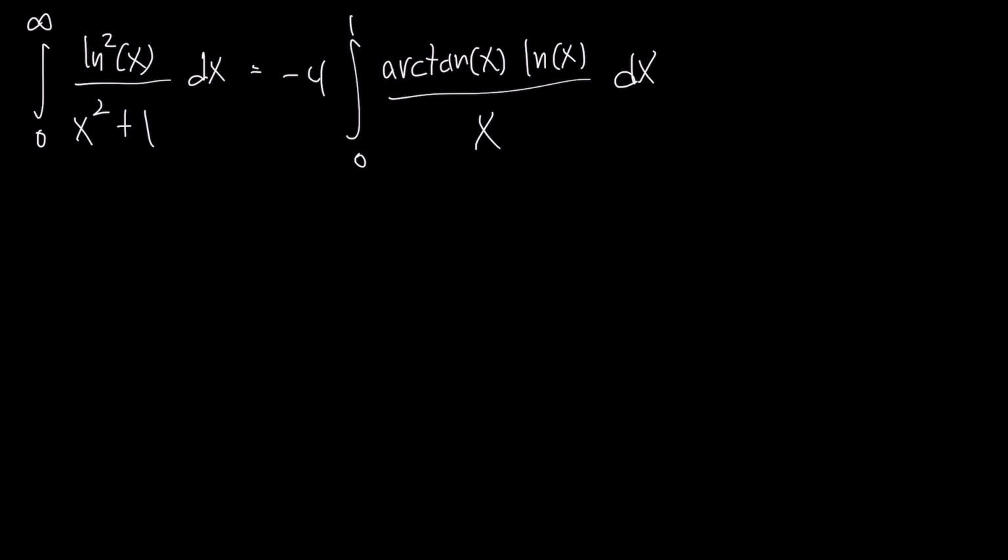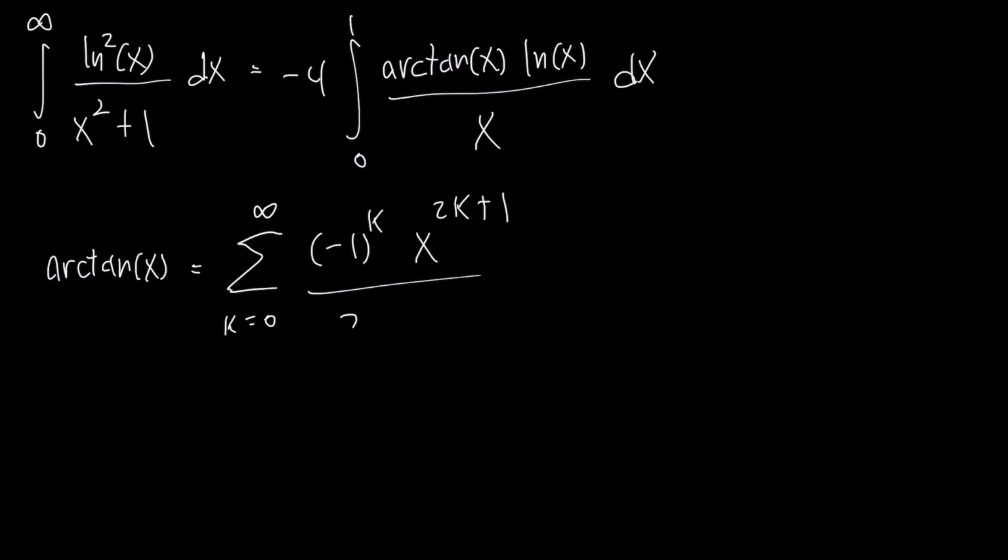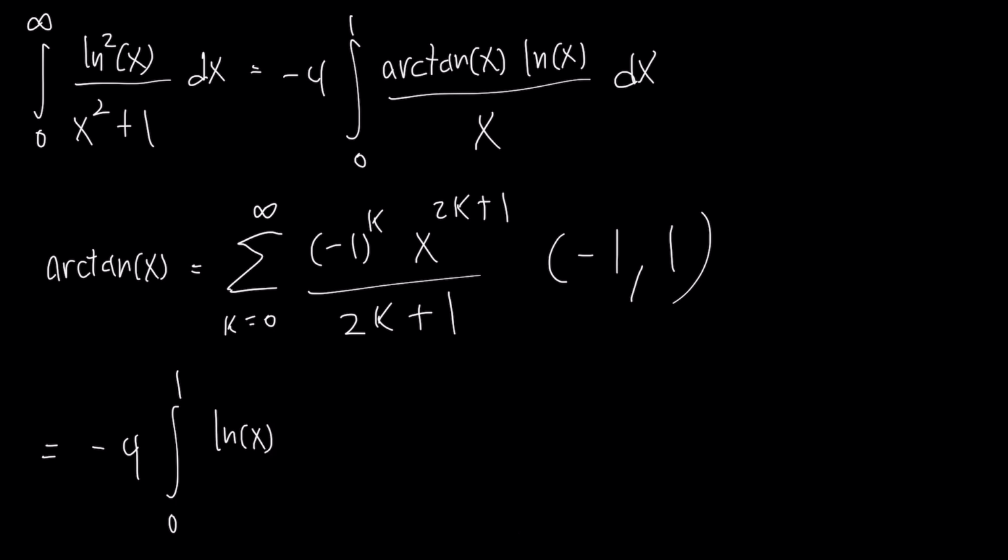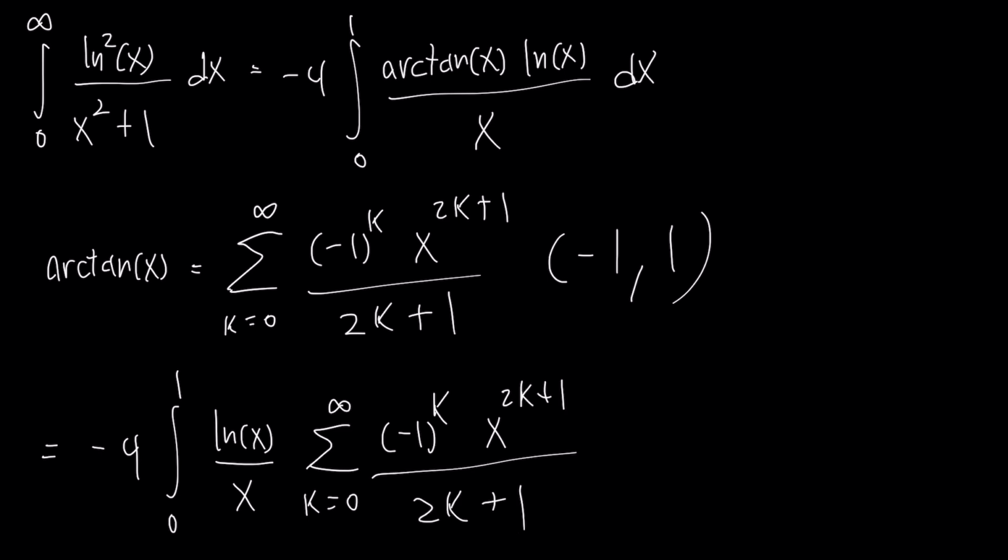And we will recall that the arctangent of x is equal to the sum from k goes from 0 to infinity, (-1)^k x^(2k+1) divided by 2k+1, and this is valid for -1 to 1. So this is equal to -4 the integral from 0 to 1 of ln x divided by x times the sum from 0 to infinity, (-1)^k x^(2k+1) divided by 2k+1.